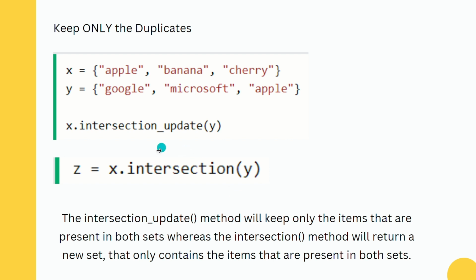So in this first example, this first image, X will be updated with the intersection of Y, and in the second image, the intersection of the sets X and Y will be stored into a new variable Z. So that is how you can keep duplicates only. So for this, basically Z will contain apple only, since both the sets contain apple, that is common, and only that will be stored in this new variable or updated into X for this first command.